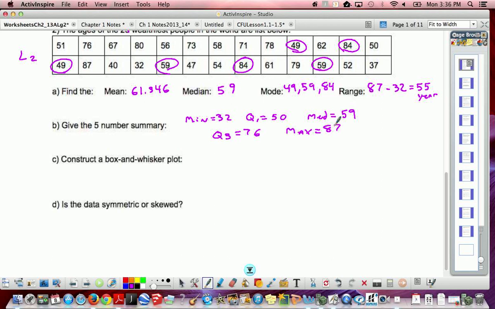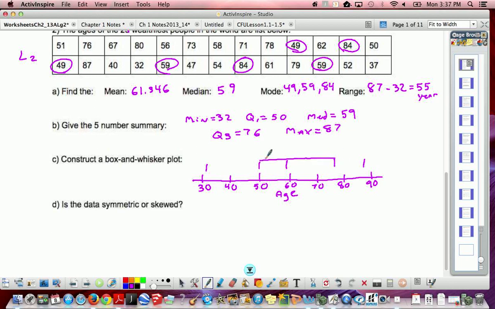So now I can draw myself a box and whisker plot. So we're talking about age of people. Since I go in the 30s, I'm going to start at 30 and go all the way up to 90 by 10s: 40, 50, 60, 70, 80, 90. So now I can go ahead and start drawing in. So I have 32, my max was 87, and then I was at 50 for Q1, median was at 59, and then at 76. Make my box, and I got my whiskers.